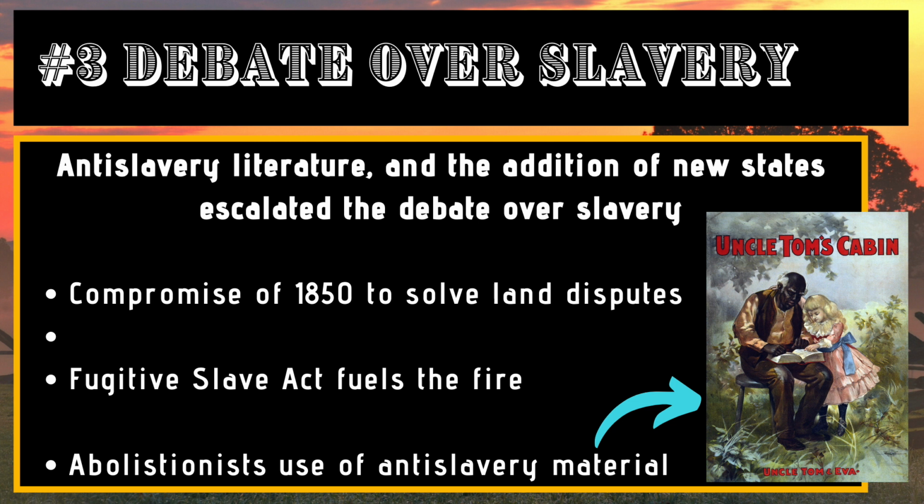All the other issues stem from the debate over slavery. A key point of information is that anti-slavery literature, such as books, and the addition of new states escalated the debate over slavery. Some of the items that we're going to discuss include the Compromise of 1850, which was used to try to solve land disputes, the Fugitive Slave Act, which ends up fueling the fire over slavery, and the abolitionist use of anti-slavery material, as you see in this picture of Uncle Tom's Cabin, which was a book that sought to expose what slavery was like.